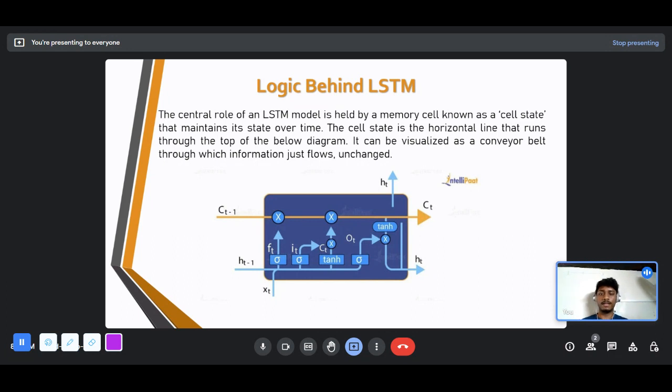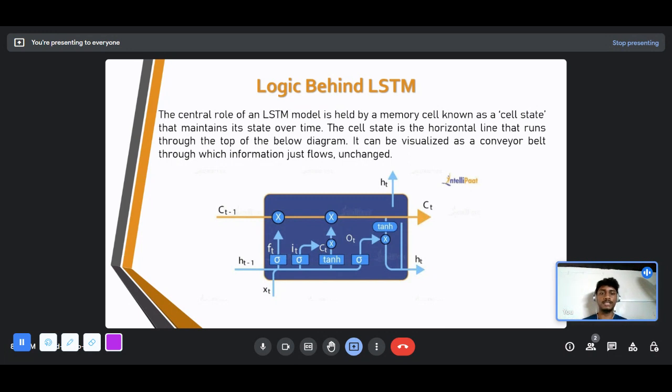This is the new candidate value scaled by how much we decided to update each state value. In the case of a language model, this is where we'd actually drop the information about the old subject's gender and add the new information, as we decided in the previous steps. Now, keep looking at the diagram to understand what exactly I am talking about when I refer to FT, IT, CT, CT-1, etc.